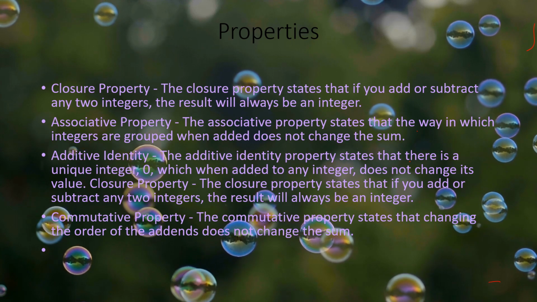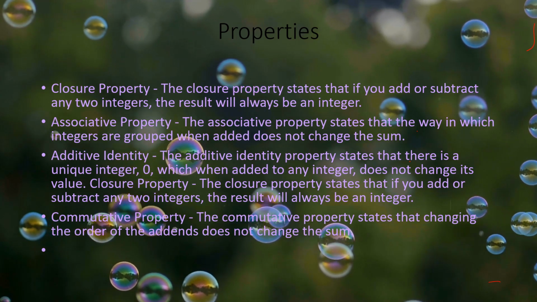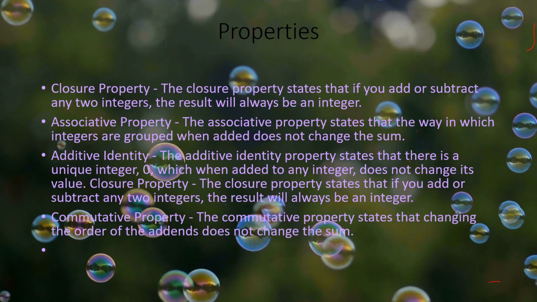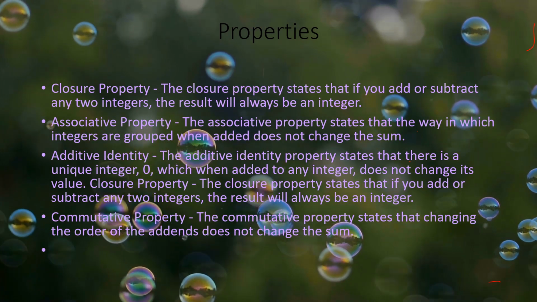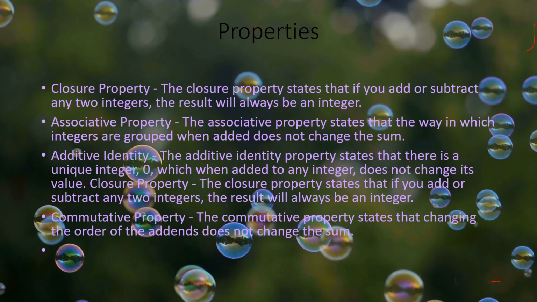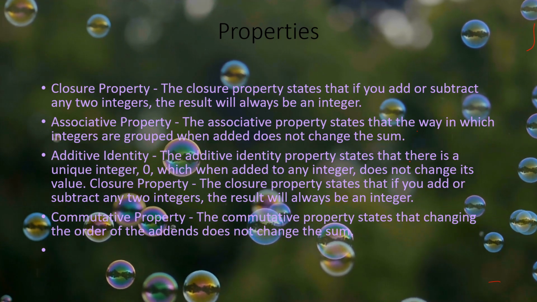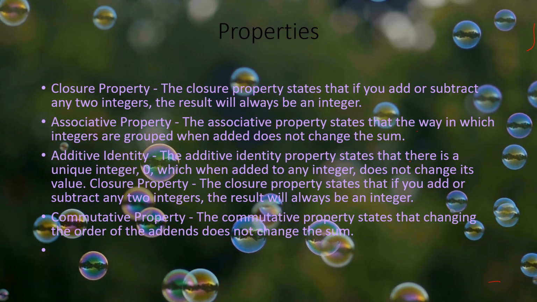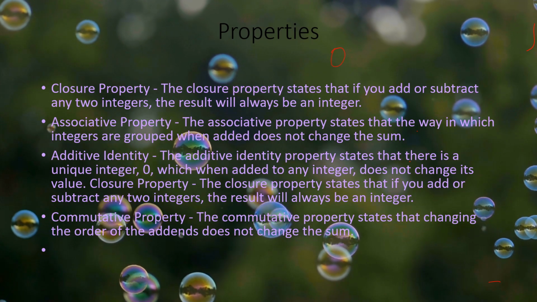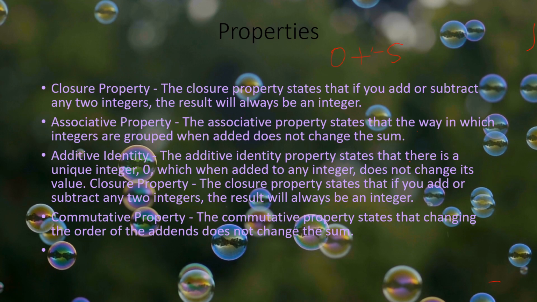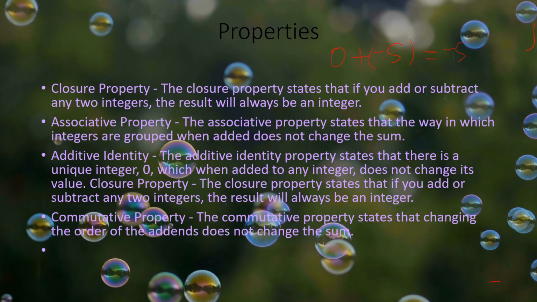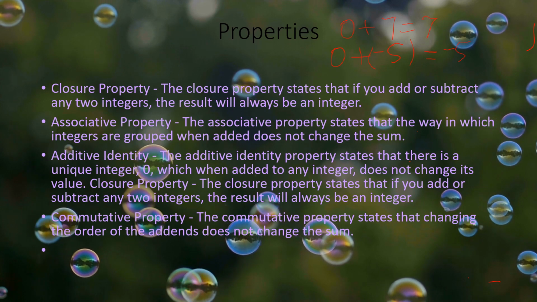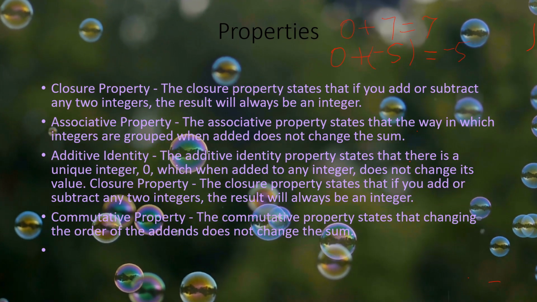Additive identity. Next, let's discuss the concept of additive identity. The additive identity property states that there is a unique integer, 0, which when added to any integer does not change its value. In other words, a plus 0 equals a for any integer a. For example, if we add 0 to minus 5, we get minus 5. Similarly, if we add 0 to 7, we get 7. Therefore, 0 is the additive identity for integers.